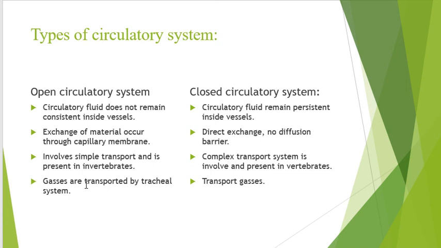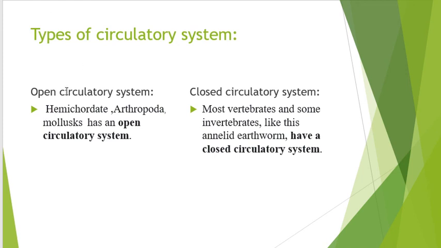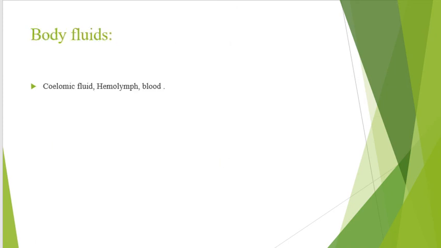In the open circulatory system, gases are transported by a tracheal system. However, the closed circulatory system also transports the gases. Here, examples are mentioned. Hemichordates, arthropoda, and molluscs have an open circulatory system, and most vertebrates and some invertebrates like annelids, earthworms, have a closed circulatory system. This was all about the transportation of materials inside the animals.